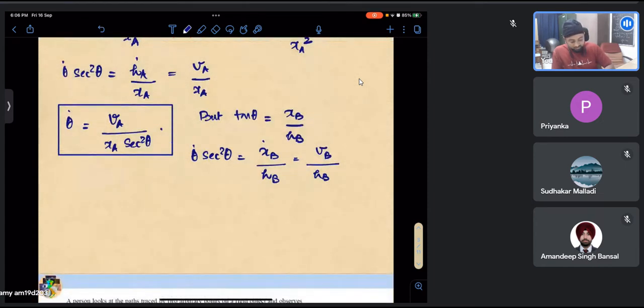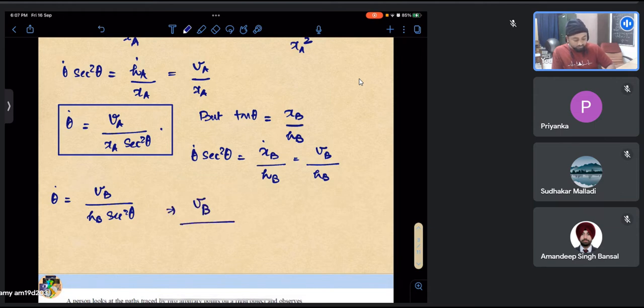So again theta dot, from here we can see, is vb by hb secant squared theta. Equating the two, we can see that vb by hb secant squared theta is va by xa secant squared theta.